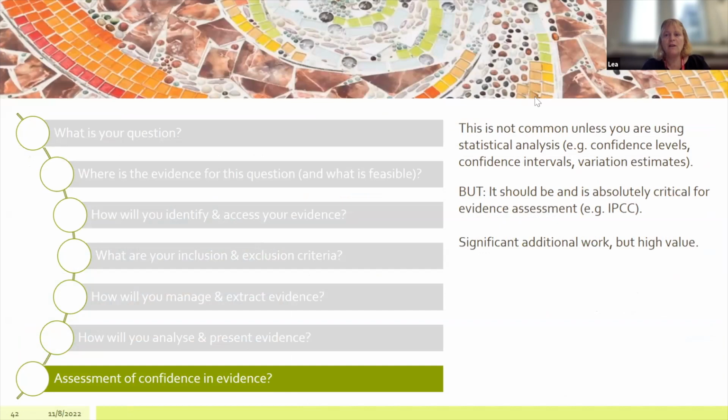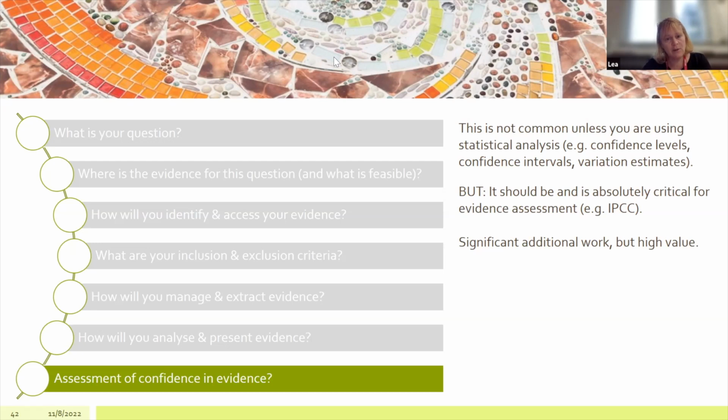Okay, so finally, I want to talk about assessment of confidence in evidence. It's not commonly done. People who are used to doing quantitative analysis will be familiar with confidence coming from uncertainty estimates, risk of bias, confidence intervals, that sort of thing. This is different. This is not quantitative uncertainty. This is confidence in evidence.